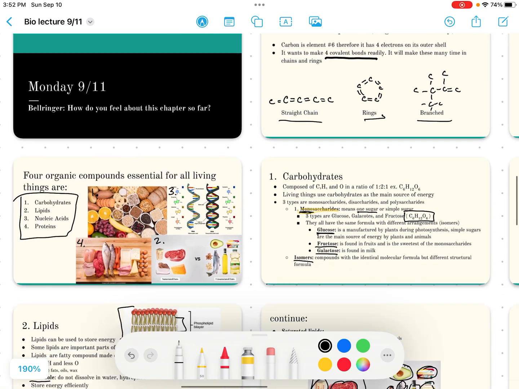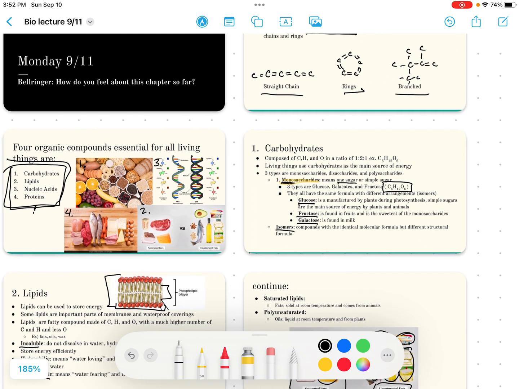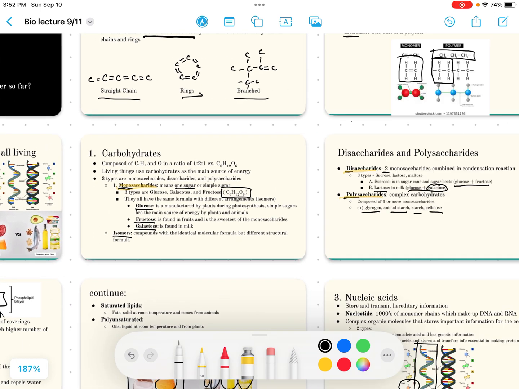We then talk about the 4 organic compounds essential for all living things. This you will have to know. Super, super, super important. It'll definitely be on your quiz this week. So we have carbohydrates, which are our sugars and simple sugars. We have 3 types. We have monosaccharides, disaccharides, and polysaccharides.